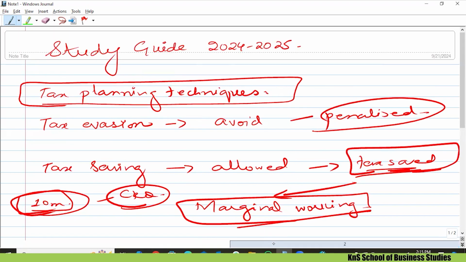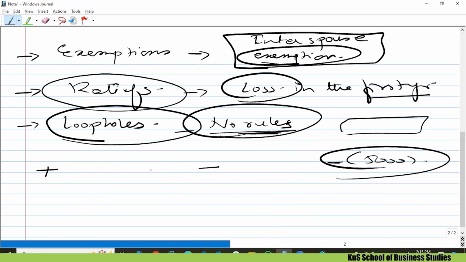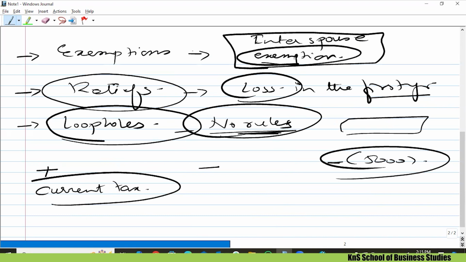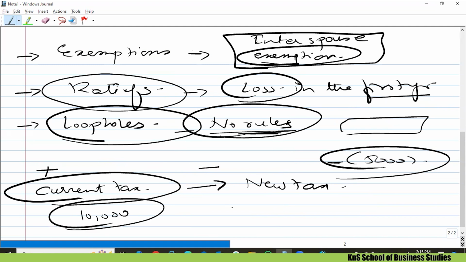Now marginal working is concerned with this: the examiner will give you a situation according to which you have to calculate your current tax. Then you have to apply your techniques, and of course you will obviously have a new amount when you apply the tax planning technique. So let's say your current tax becomes 10,000, whatever situation the examiner has given you. When you apply your techniques, it becomes 8,000. Your answer, how much tax gets saved, will be 2,000.